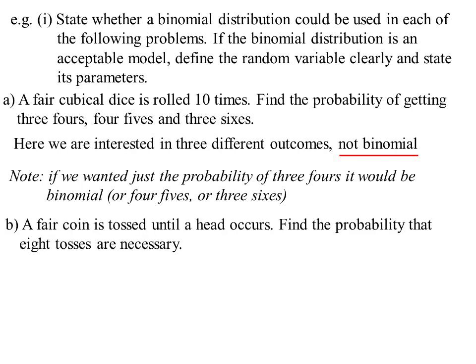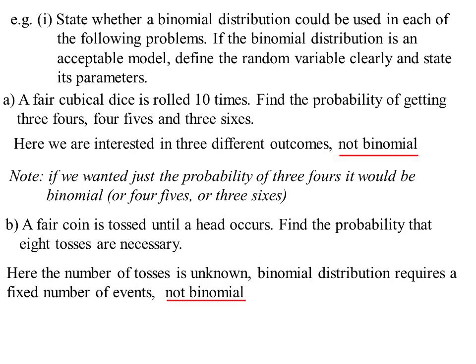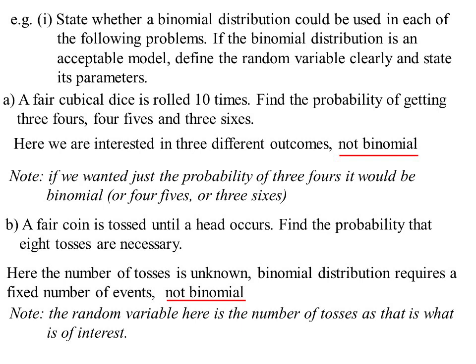Going to toss a coin until a head occurs. Probability that 8 tosses are necessary for this. Again, no. Because here, the number of tosses is unknown. Now, binomial distribution requires a fixed number of events. What are the 2 key pieces of information we need? How many times are we doing it, and the probability of success? We don't know. So how can we work out 8 tosses are necessary when we don't know how many tosses we're doing all up? Not binomial.